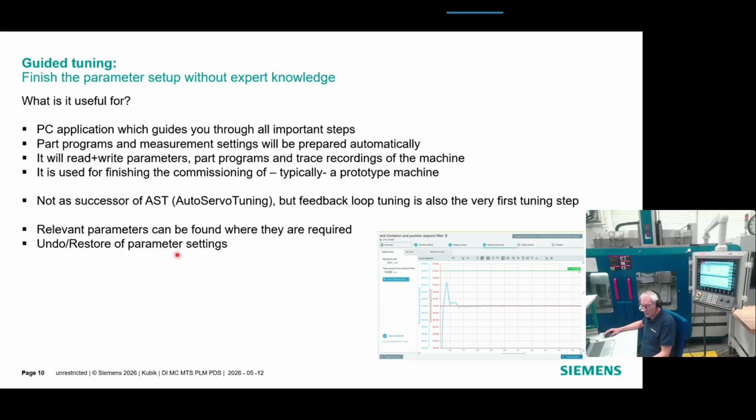If you could hold on just a second, Alex, I do have a question, because one of the bullets says it's used for the finishing and commissioning, typically of a prototype machine. But are there other situations, perhaps throughout the machine's life cycle, when the tool could be useful? I'm thinking about things like if you're changing the ball screws, or maybe you get a new part that's significantly larger than one of the parts you ran in the past. Might there be some benefit to running this tool kind of midway through the machine life cycle?